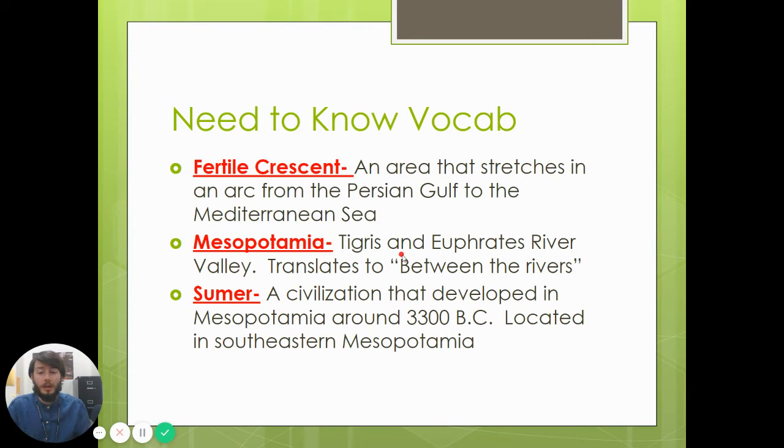Mesopotamia, this is the area between the Tigris and Euphrates Rivers. If you translate it, Mesopotamia literally means between two rivers. Sumer is a civilization that developed in Mesopotamia around 3300 BC, located in southeastern Mesopotamia.